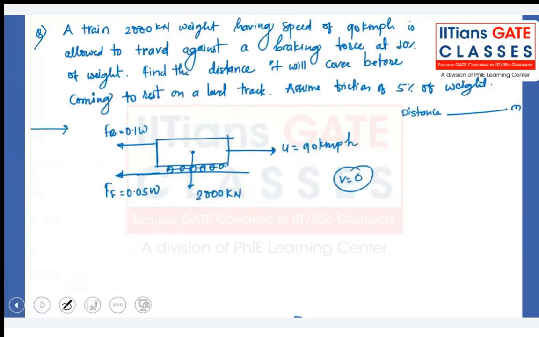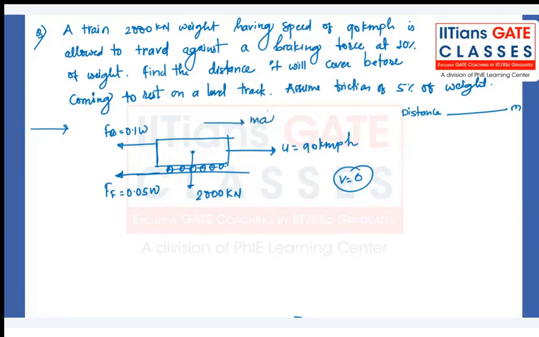Is there any force in the forward direction? No, right? So basically, it's a retarding force because braking is applied, and all the forces are in the left-hand direction. So MA in this case will be in the rightward direction.